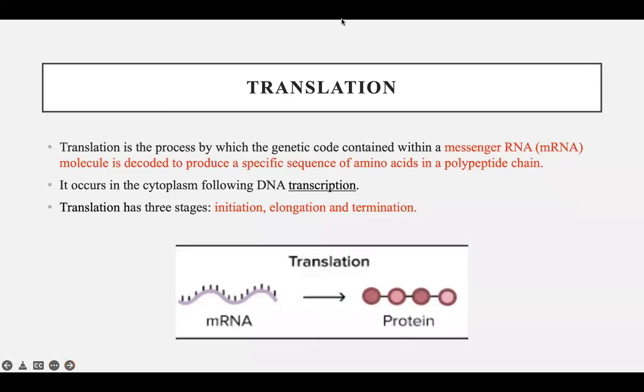Going to the next one, translation. Let's look at what is translation. Translation is the process by which genetic code contained within a messenger RNA molecule is decoded to produce a specific sequence of amino acids in a polypeptide chain. It occurs in the cytoplasm following DNA transcription. Translation has three stages, just like transcription. It goes with initiation, elongation, and termination.